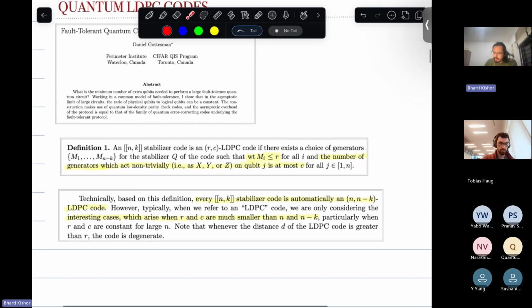And you can show that every stabilizer code is automatically an LDPC code for large values of r and c. But normally when we are talking about LDPC codes, we assume r and c to be constant, so they should not scale with n. Obviously, if you make them a function of n, then every code is an LDPC code.